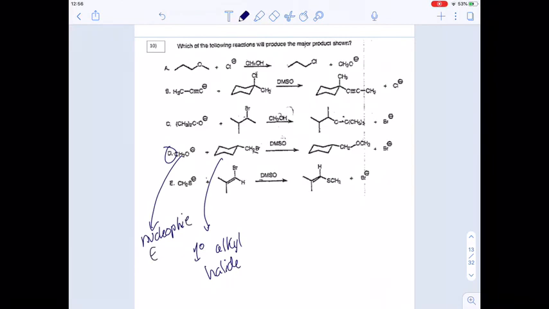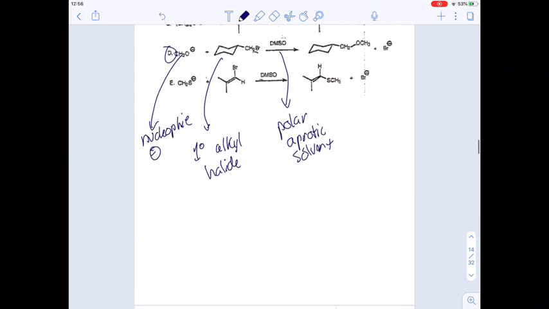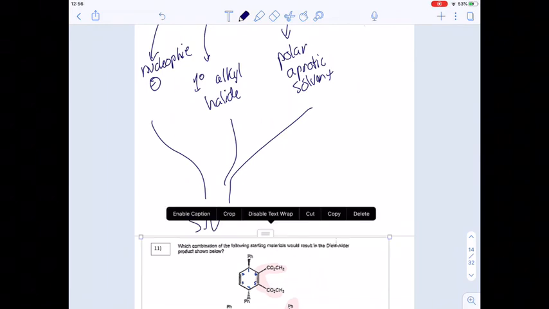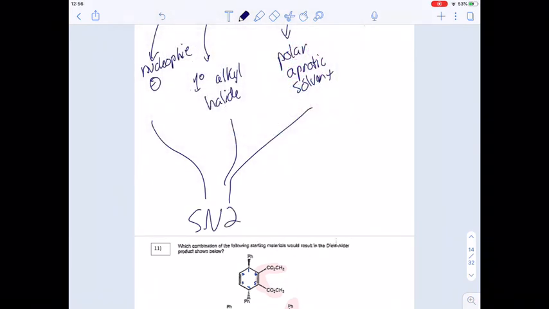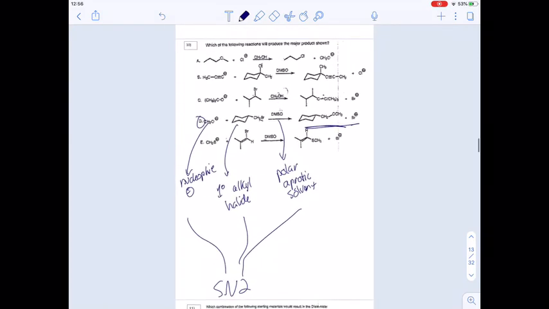So hold on, let me erase. So this is your primary alkyl halide. And then you have your nucleophile here. So this nucleophile is a strong nucleophile because it is charged. And then you have your polar aprotic solvent. So looking at all of these, these are all characteristics of an SN2 reaction. So all we have to do is make sure that the product is an SN2 product. And in this case, you do get the SN2 product with the one-step replacement.